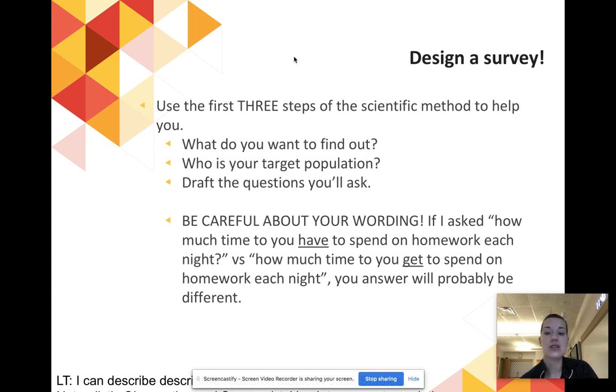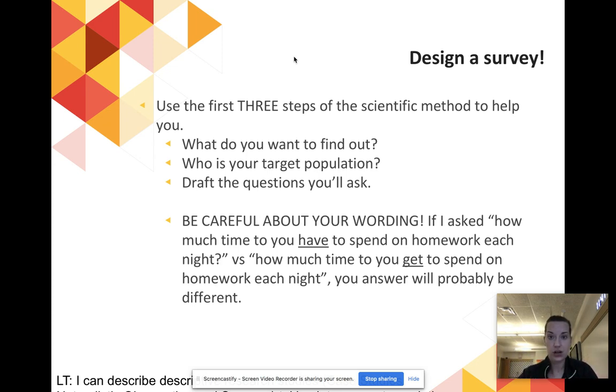So I want you to answer 3 questions for me. I want to know what you want to find out. So it could be anything from what type of college experience do my classmates want, to what type of things do people do in their spare time, or how do people feel about abortion, the new Supreme Court nomination, how do people feel about Trump? It can literally be anything that you want. So what do you want to find out?